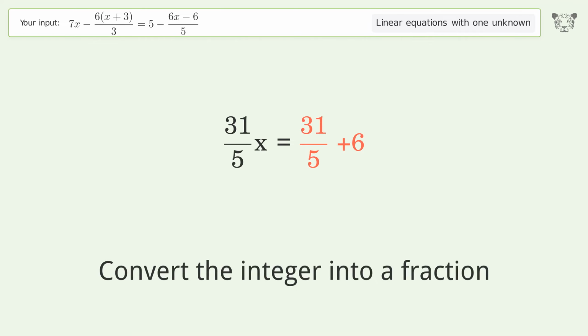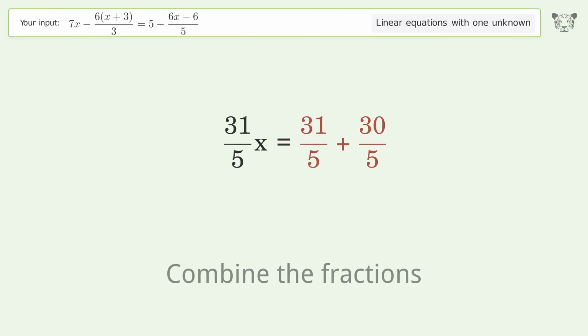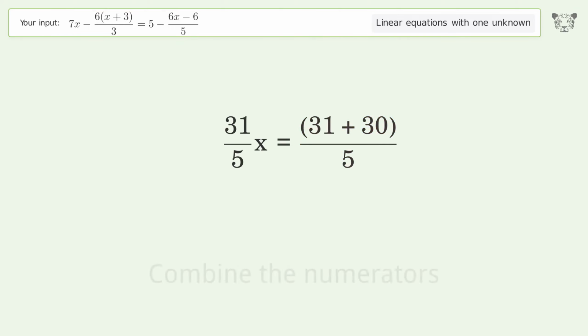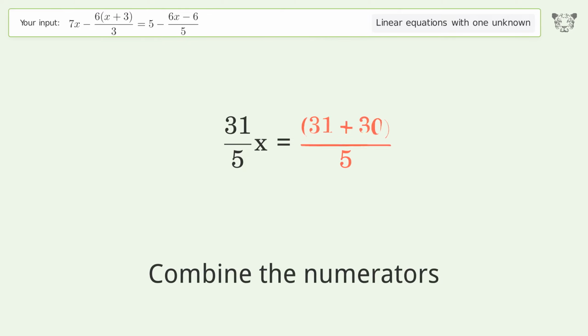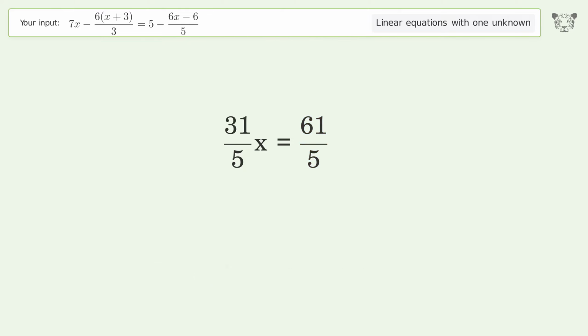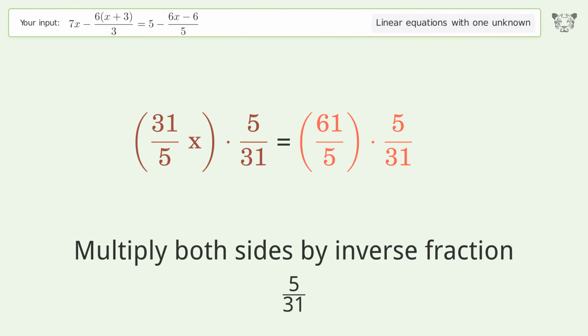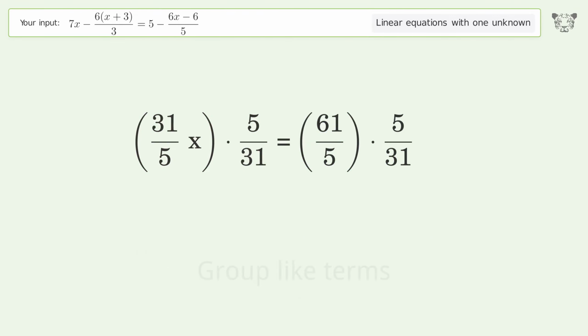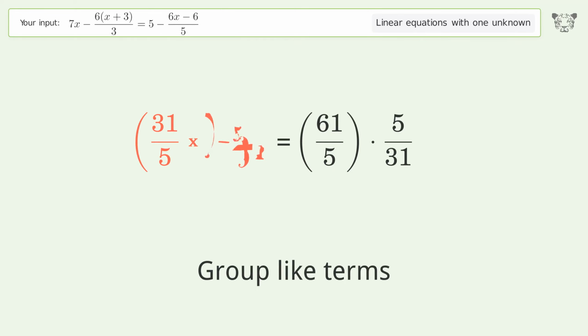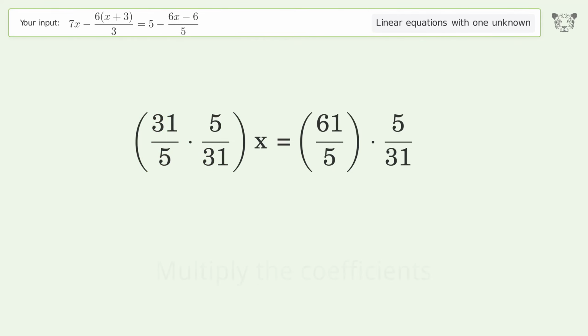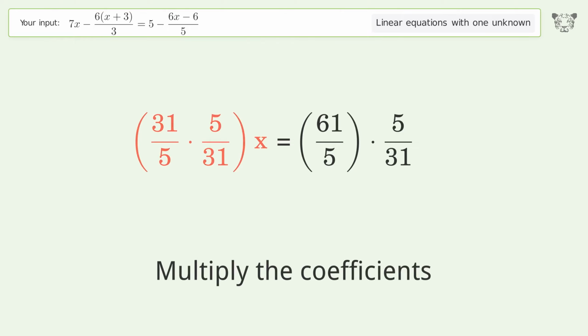Convert the integer into a fraction. Combine the fractions. Combine the numerators. Isolate the x. Multiply both sides by inverse fraction 5/31. Group like terms. Multiply the coefficients.